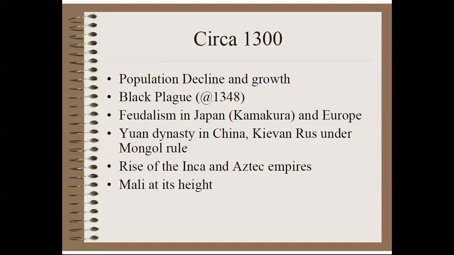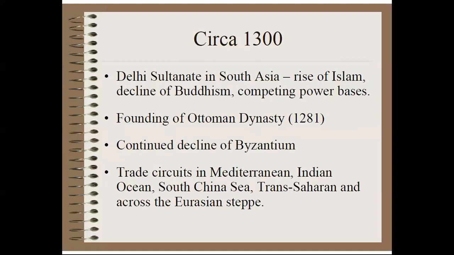The Yuan dynasty in China, Kievan Rus under Mongol rule, the rise of the Inca and Aztec empires, and Mali was at its height. And a lot is going to change in the next 150 years. Dun dun dun! The Delhi Sultanate was in South Asia. You had the rise of Islam and the decline of Buddhism. Buddhism was starting to lose power in India and China.